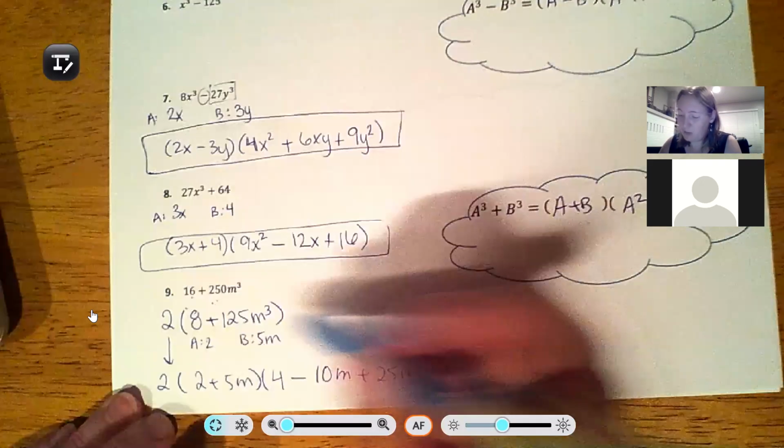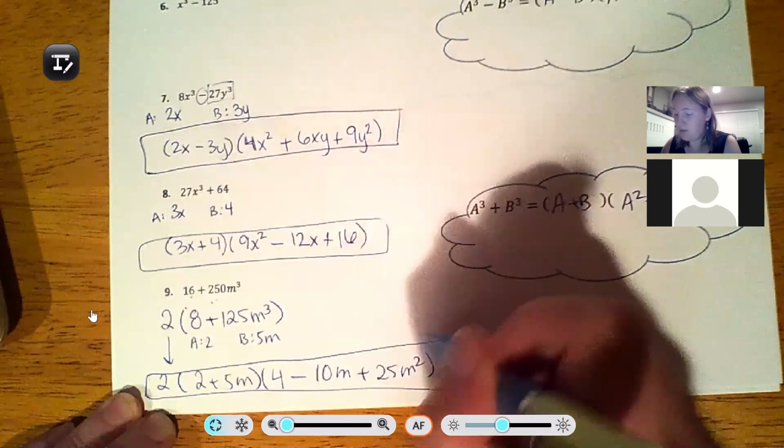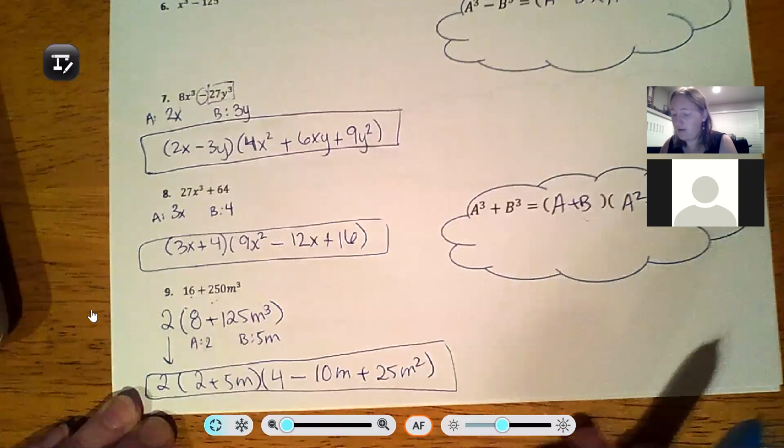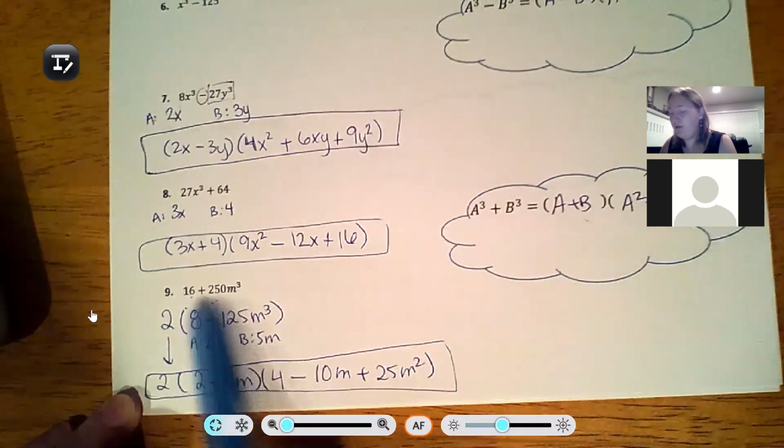Don't forget to bring down that GCF. Sometimes people forget and they write this down and they don't bring the 2. But you have to have it eventually end up equivalent to your original problem.